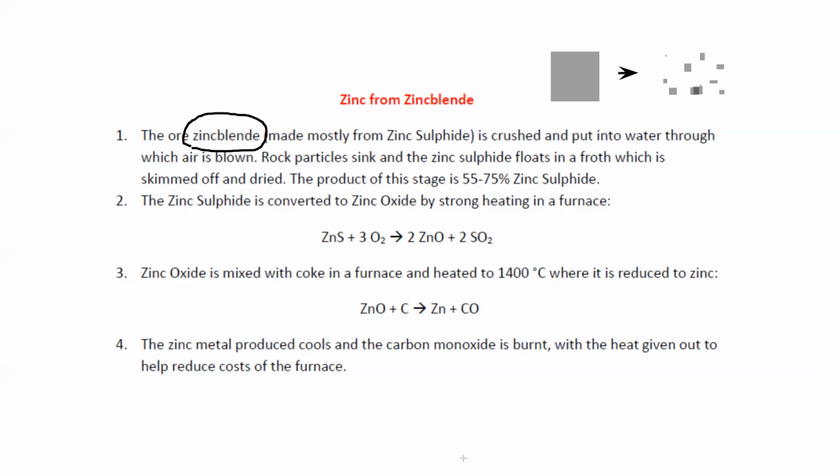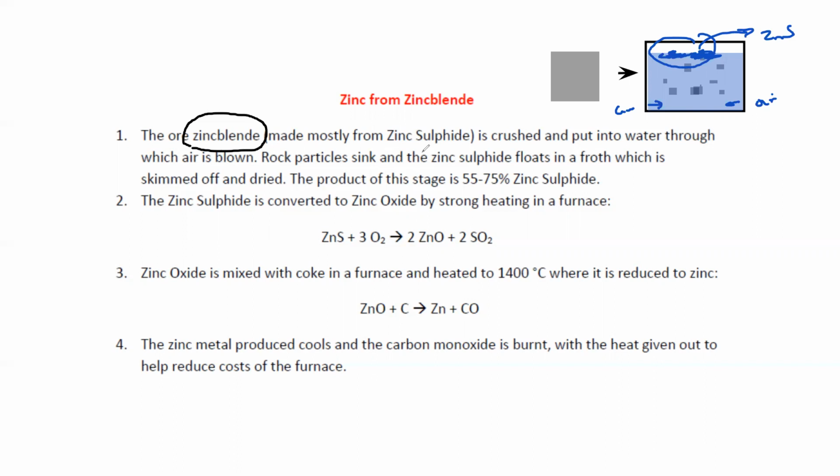So first the zinc sulfide, the ore of the zinc, which also contains other impurities, we crush and we add this to water and we blow the air. So as a result, when we blow the air, what does it cause? It causes the rock particles to sink, whereas the zinc ore will be at the top. And then we skim off this zinc sulfide from the top layer.